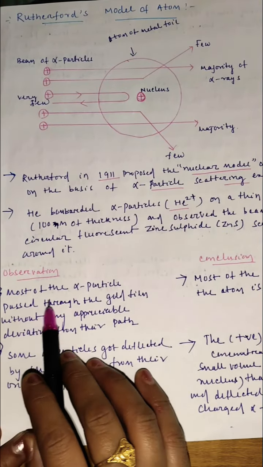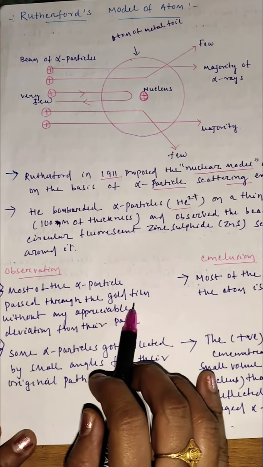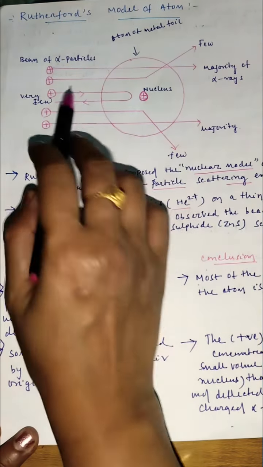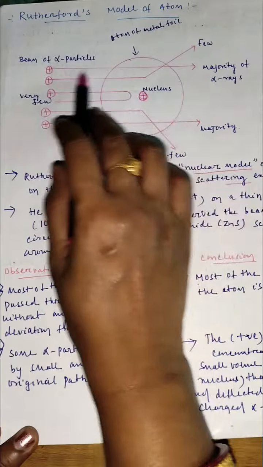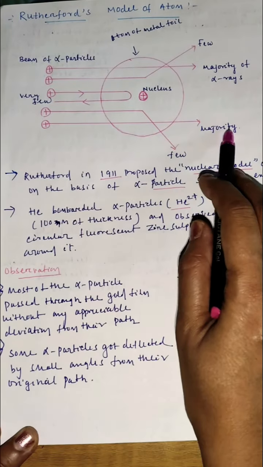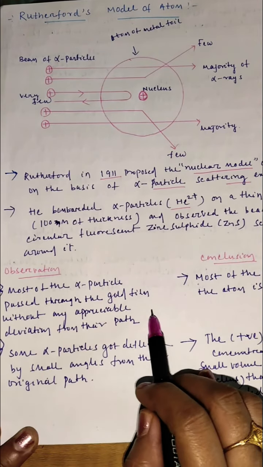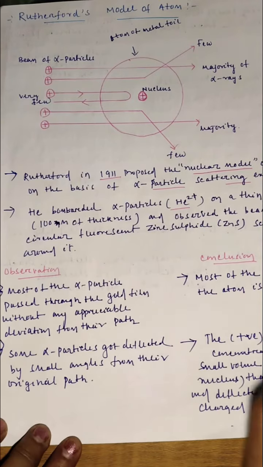First observation is most of the alpha particles pass through the gold foil without any appreciable deviation from the path. See here, this is the majority of alpha rays which pass through the atom. When most of the alpha particles pass through the atom, then what is the conclusion? That means most of the space in the atom is empty.